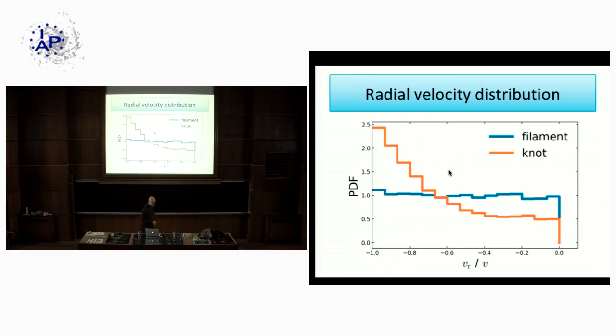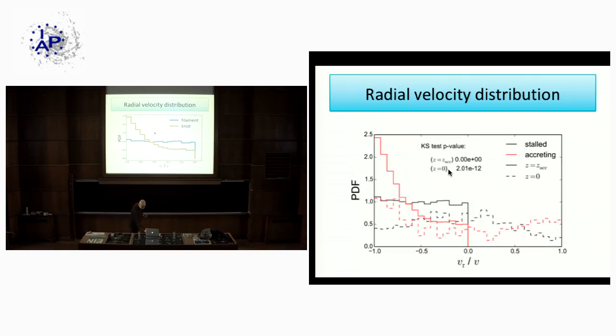Now you can ask yourself, this is at accretion time, is this property preserved at redshift 0 in such a way that I could actually hope to measure the distribution of the satellites and infer from that whether I sit in a filament or in a knot, so whether I'm in a stalled halo or accreting halo? And the answer is yes, but.